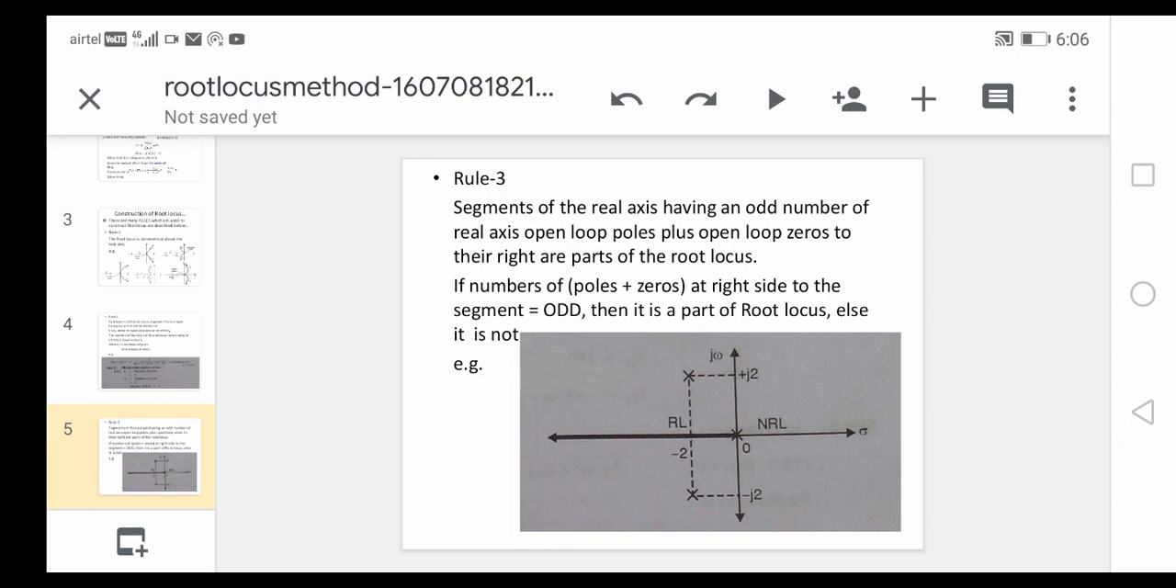For example, in this case you are considering -2. At the point -2 you need to consider, on the -2 or right hand side, how many poles and zeros are there? Only one. Not complex poles or zeros; you only need to consider the real line. Only one, so that the dark line, the very thick line, will be existing on the root locus.